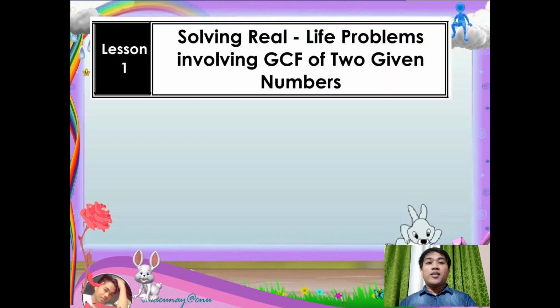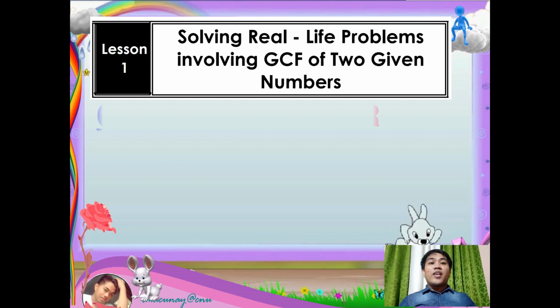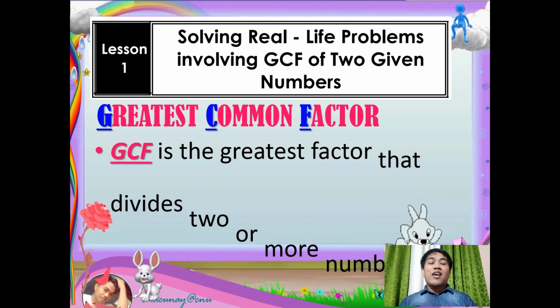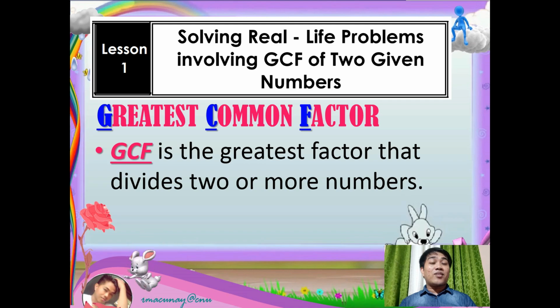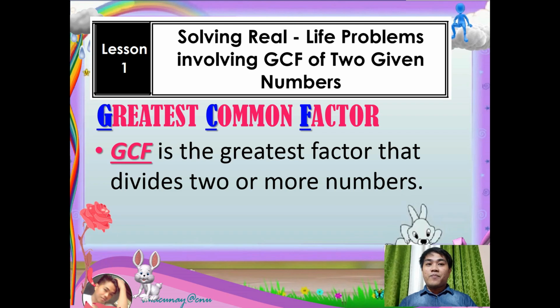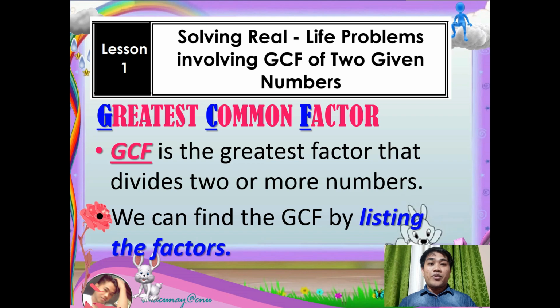Lesson number 1, solving real life problems involving GCF of two given numbers. As a review, greatest common factor, or GCF, is the greatest factor that divides two or more numbers. This means that the GCF is the greatest or the largest or the biggest number that can be divided to the given numbers. But how do we get the GCF? That is the big question. Here in our lesson, we will use the listing method, or we will list all the factors of the given numbers.